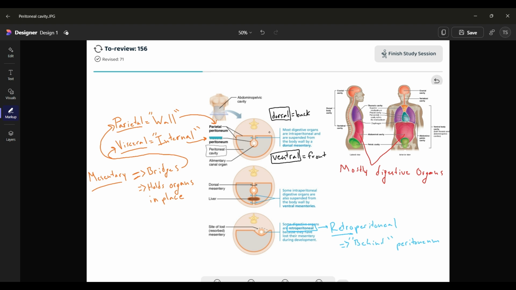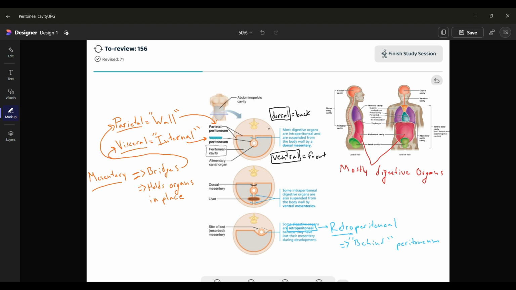And these three pictures here are kind of just illustrating how organs are able to sit in these cavities, because they don't just float around in free space, obviously, because that would be a problem. They have to be anchored down to something, right, to keep them where they need to be. And so that's what these diagrams are showing here.